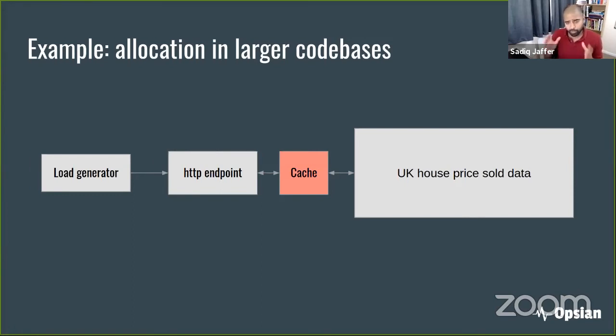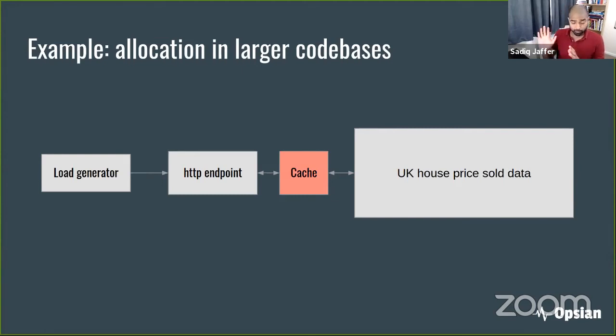So in the UK, property transaction data is publicly available. You can just go and download months and years worth of what house was exchanged and how much it was. And we've essentially taken all that data, and this system is basically a cache and an HTTP front end that sits in front of it, right? And again, this is an example we've constructed, but it's really similar to the kinds of things we've seen when we're doing performance optimization on real systems.